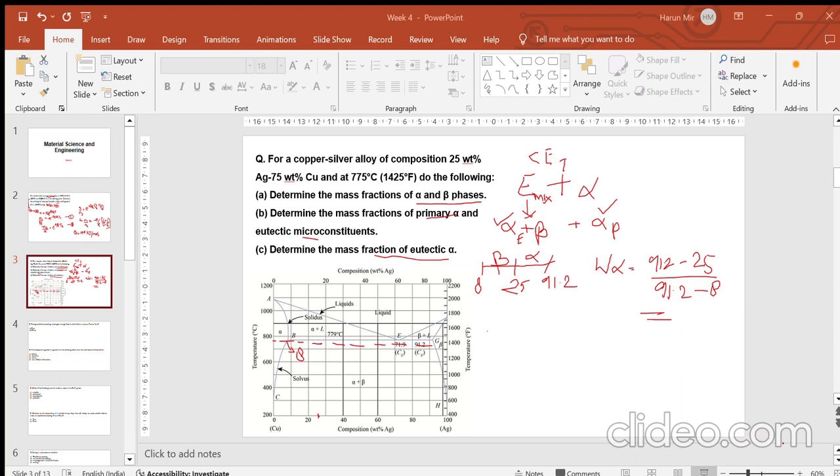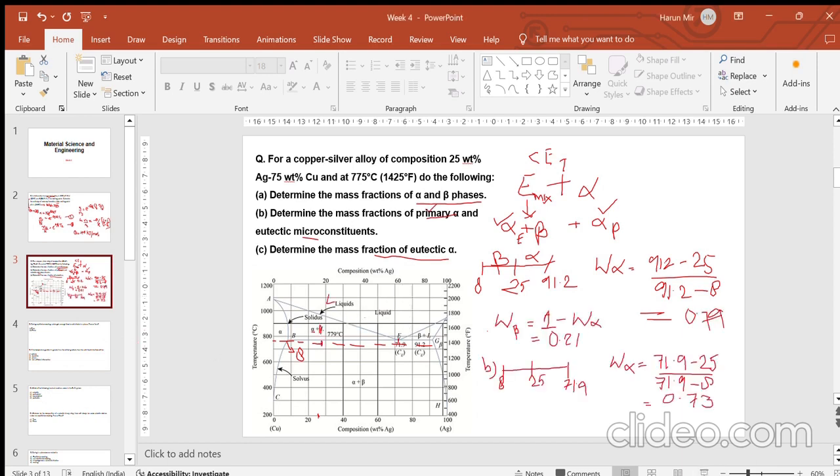So that is your primary alpha. So primary alpha will be equal to 0.73. Right? So you have determined the mass fraction of primary alpha now. Now you have to determine the eutectic microconstituents. Because you know this liquid, we have two phases here, alpha and liquid. Alpha is the primary alpha, and liquid will transform in the form of eutectic mixture. So whatever phase fraction you get for the liquid will be transformed into the eutectic mixture of alpha plus beta. Okay, so you have to calculate for the eutectic mixture.